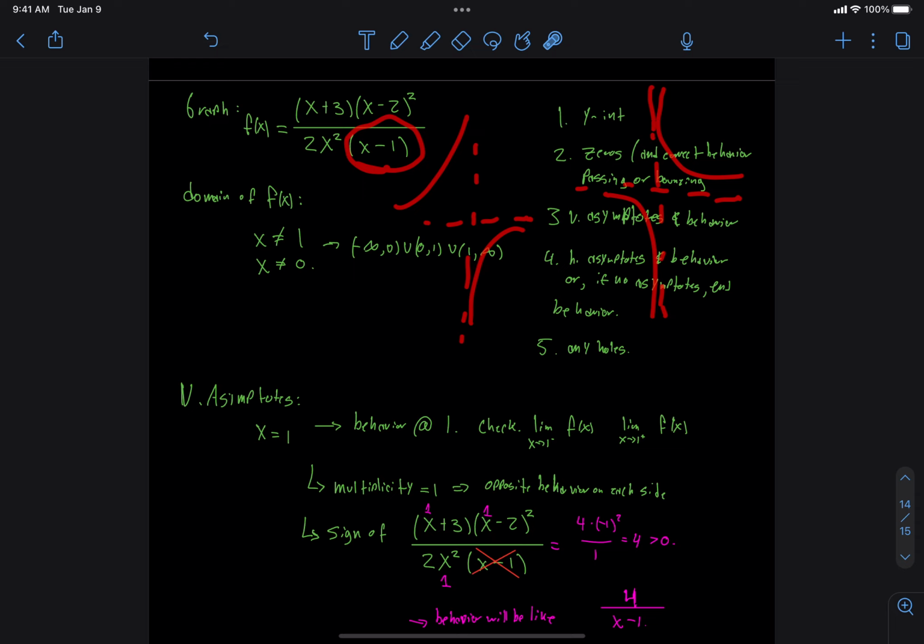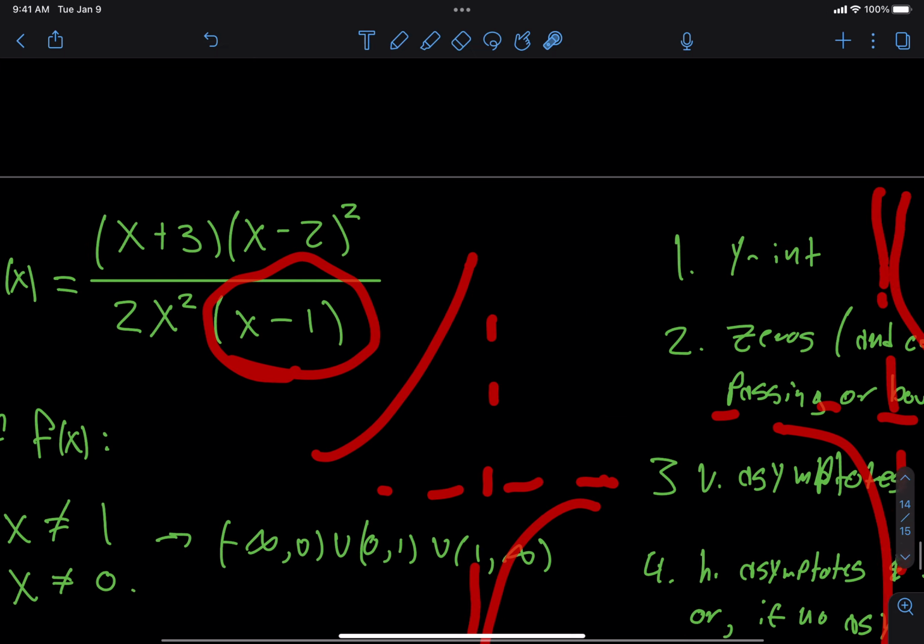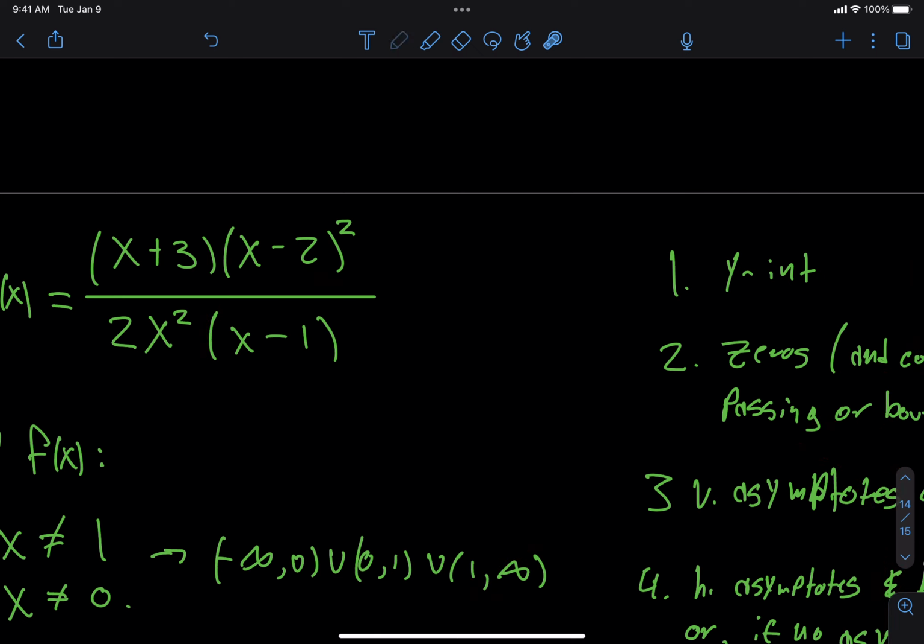So the multiplicity refers to the power. You see how here I've got power 1, and here's power 1, and here's power 2 and power 2. Those refer to the multiplicity of each 0. So x equals -3 is a 0 of multiplicity 1 of the numerator. X equals 2 is a 0 of multiplicity 2 in the numerator.